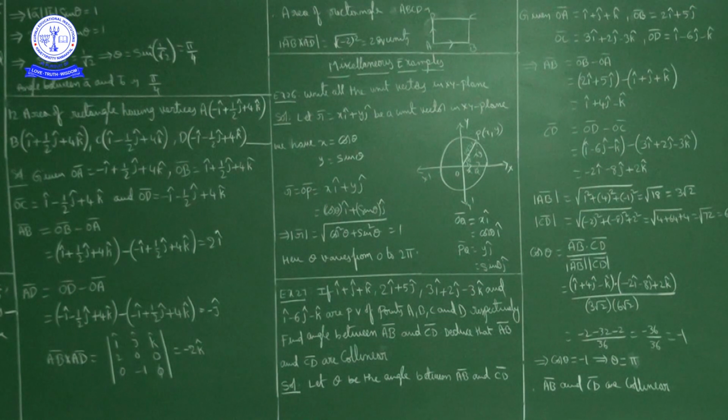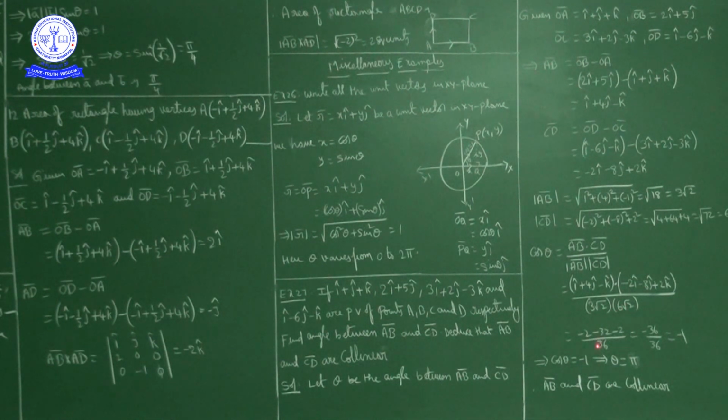Okay. Let theta be the angle between AB bar and CD bar. Then cos theta is equal to AB bar dot CD bar upon magnitude of AB bar into magnitude of CD bar. Numerator: AB bar dot CD bar. AB bar is î plus 4ĵ minus k̂, dot product with CD bar, which is minus 2î minus 8ĵ plus 2k̂, upon magnitude of AB bar, 3 root 2, into magnitude of CD bar, 6 root 2. So 3 into 6 is 18, root 2 into root 2 is 2.